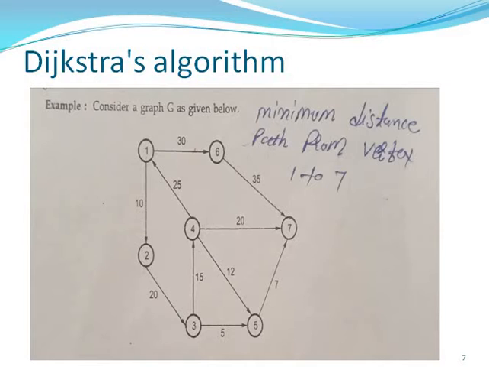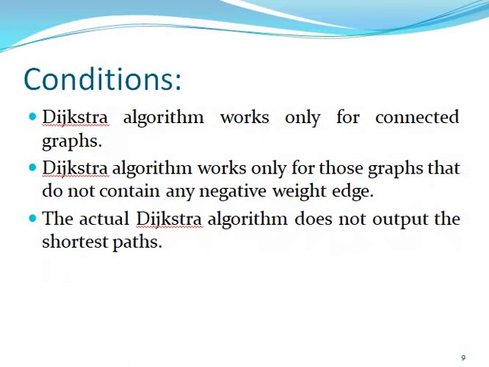So what is the question? The question is, find the minimum distance path between vertex 1 and 7 using the Dijkstra algorithm. This question is important from the exam perspective or for solving any problem. So the question is to find the path from 1 to 7 with the minimum distance. We can start here.